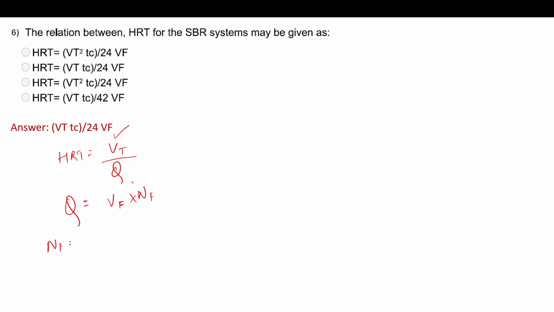Now this number of cycles per day can be taken as 24 by TC, where TC is the time taken for one cycle. So in one day, if this much is the time taken, then number of cycles will be 24 by TC. If you put that, so HRT will come out to be VT by 24 VF into TC, right? So option B is the correct one.